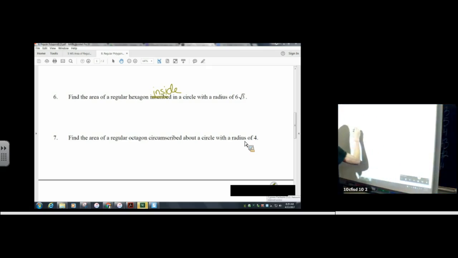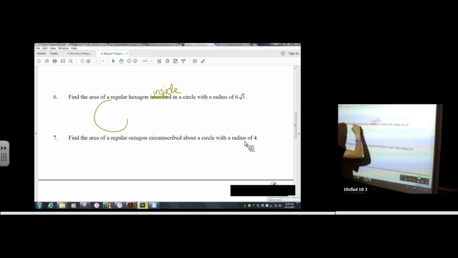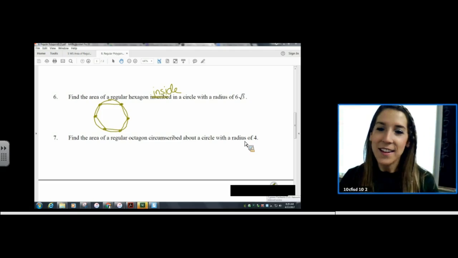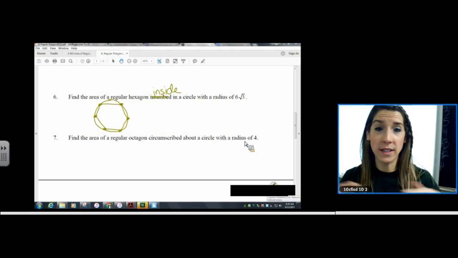So if you want to draw your circle first, you can. And then you can draw 1, 2, 3, 4, 5, 6 dots. Connect the dots. Nice. Pretend it's gorgeous.